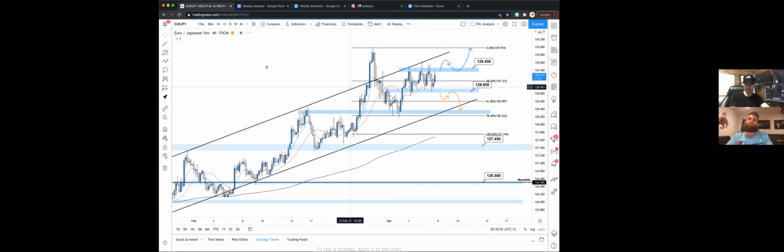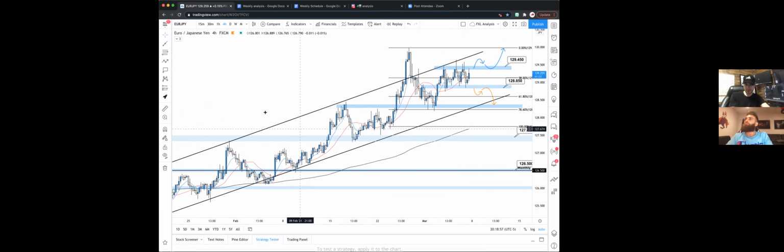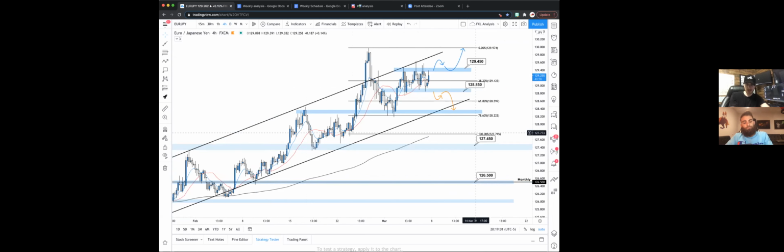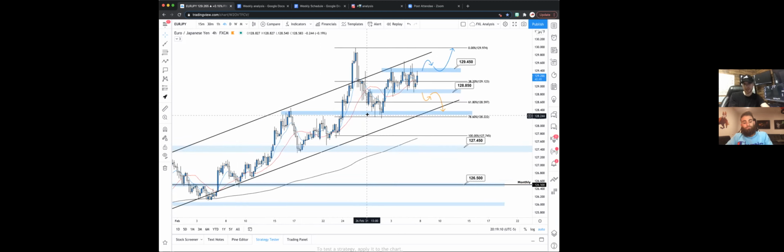Let's go to the 4 hour. So look at this channel, just absolutely perfect. Higher highs, higher lows, super easy to follow. Clean transitions through 127.45 here. Moved right through it, tested as support, crossed the MAs again, tons of entries in there. Which brings us to now, right?